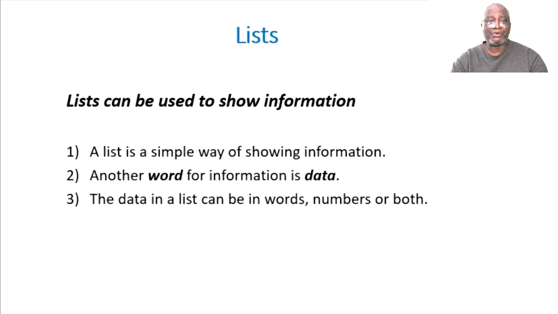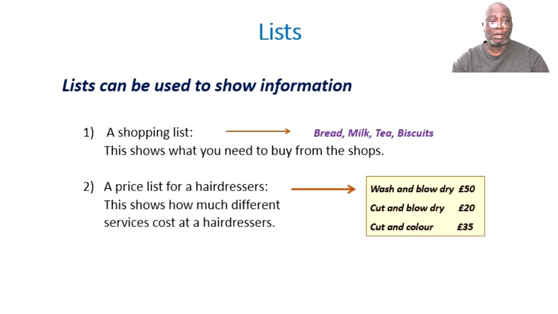As I said, lists can be used to show information. There are 3 points we need to remember. A list is a simple way to show information. Another word for information is data, and the data in a list can be in words, numbers, or a combination of both. Let's look at this. A shopping list shows bread, milk, tea, biscuits, which are words, and of course the shopping list will have things like the prices or the quantity, which are numbers, and money.